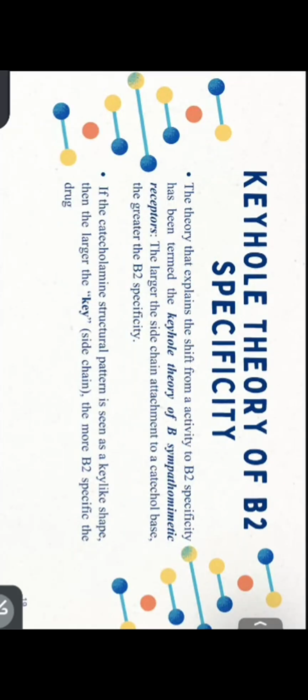Ngayon naman, ano naman mangyayari dun sa small side chain? So, in the opposite lang ng larger side chain, kapag small yung side chain natin, mas mababa ngayon yung beta-2 selectivity natin. Tapos, mas matitrigger niya yung beta-1 receptor. Beta-1 receptor, which can cause cardiovascular side effects. Tataas yung heart rate mo, tataas yung BP mo, magkakaroon ka ng anxiety, yung insomnia, and etc. Next slide po.